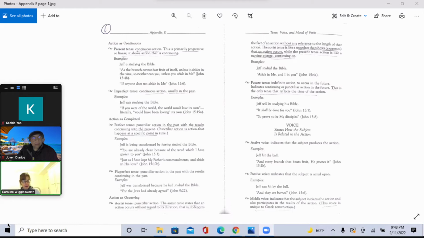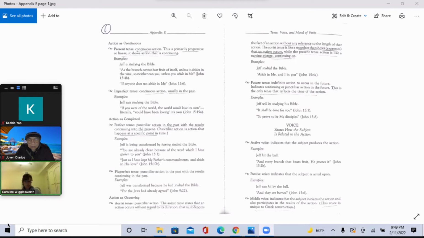So that last one, just going over the tenses, is the future tense. And then she said this is the only tense that reflects the time of the action. So it's indefinite action to occur in the future, indicates continuing or punctiliar action in the future. And it says, for example, Jeff will be studying his Bible. It shall be done for you. John 15:7, so prove to be my disciples. So the next thing is voice. That shows.